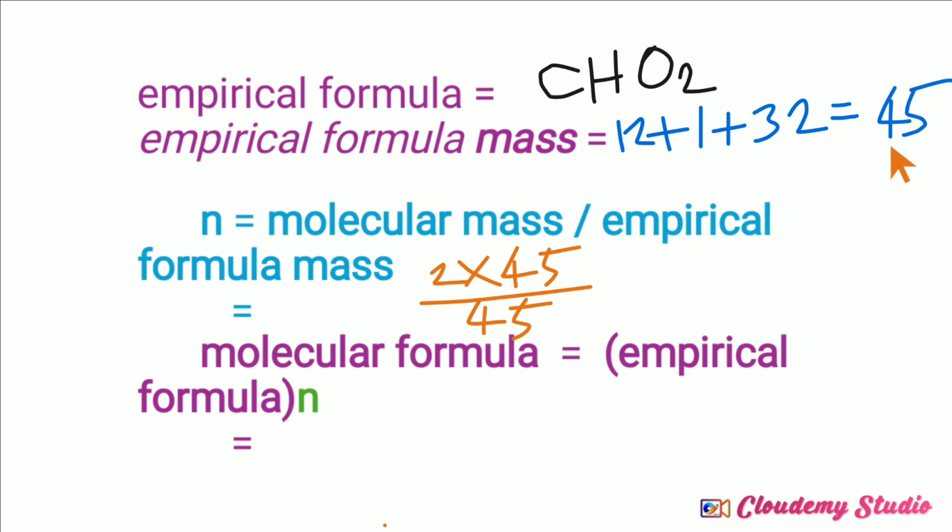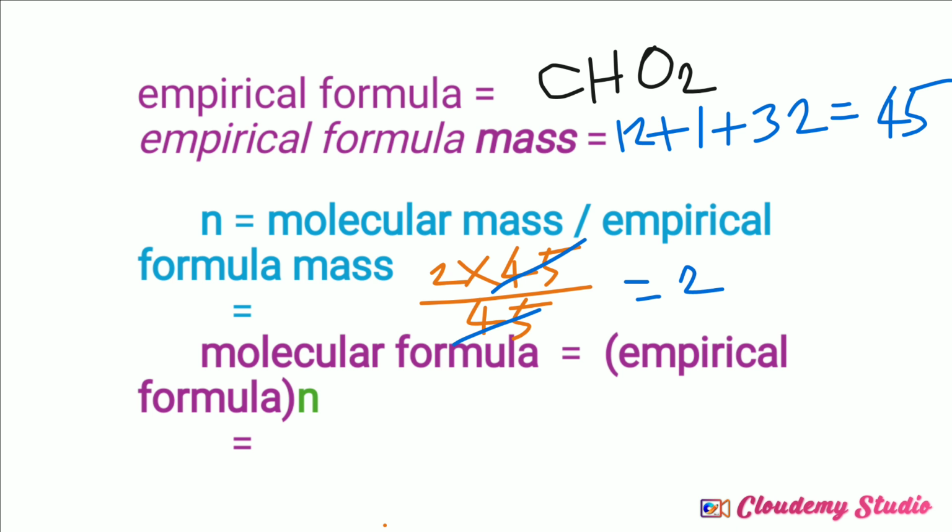Empirical formula mass, here we have got 45. Molecular mass, 2 into vapor density, we have got 2 times 45. So 2 times 45 divided by 45. If we simplify, this 45 and 45 will be cancelled. The result is 2.